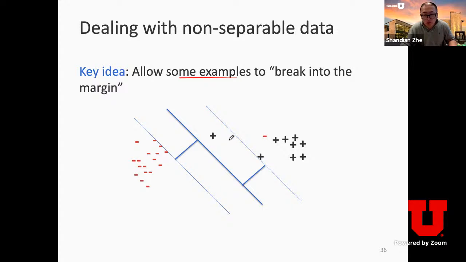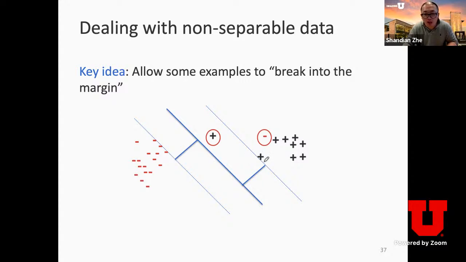Then what can we do? Our idea is that we want to design an objective function which can automatically exclude these two outliers, the circle examples. And for the remaining majority which are linearly separable, we find a classifier which has the largest margin. And we only leave these two outliers. We allow them to break into the margin.